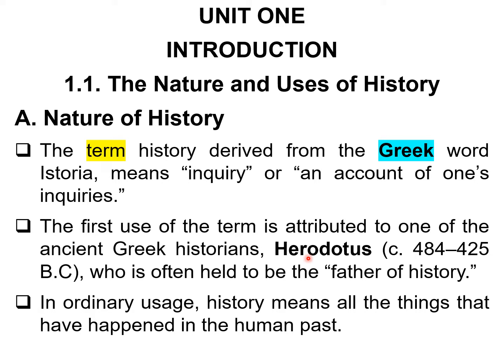In ordinary usage, history means all things that have happened in the human past. According to the traditional usage, history means all things that have happened in the human past.